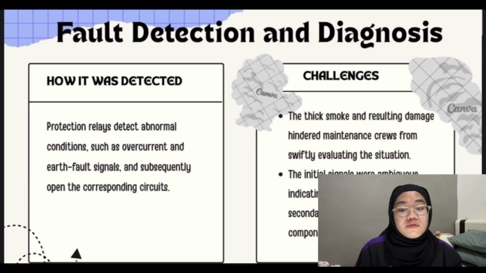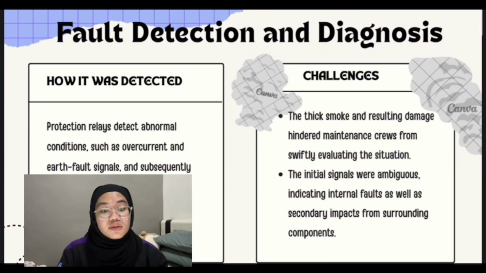The next topic is fault detection and diagnosis. Understanding how this was initially detected is crucial for learning how to improve our detection systems. The fault was detected when the protection relay identified abnormal conditions, specifically overcurrent and earth fault signs. These protection systems are designed to automatically open the corresponding circuit when dangerous conditions are detected, which is exactly what happened. However, this raises an important question about whether early signs might have been missed, and how we can improve our diagnosis capabilities to catch problems before they become catastrophic.